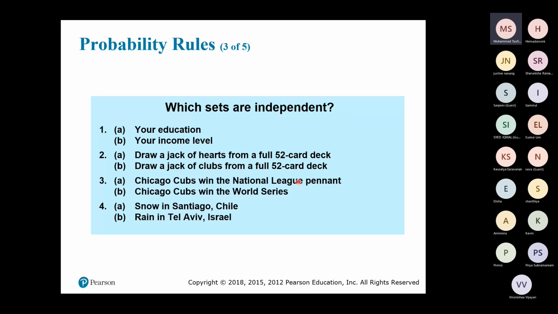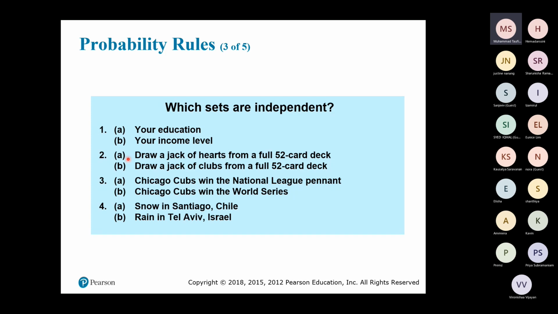Okay, so this is an example. I give you around 5 minutes, so you try to understand. This question asks you which sets are independent and which sets are mutually exclusive. For example, here, your education and your income level. Are these two sets independent, meaning they are not related to each other?